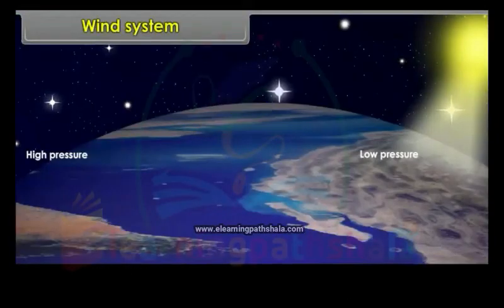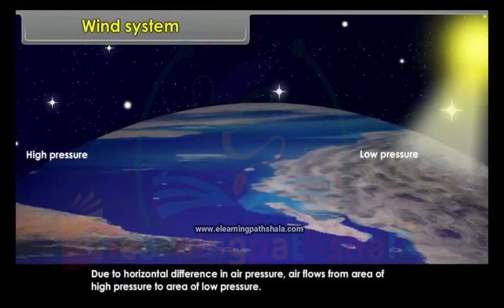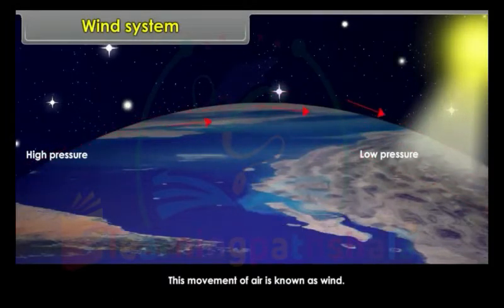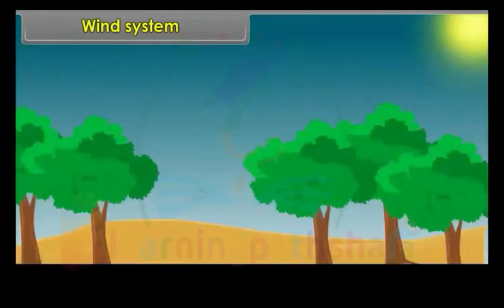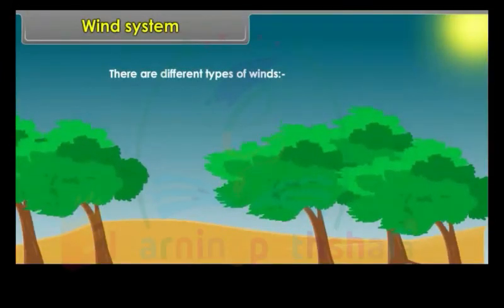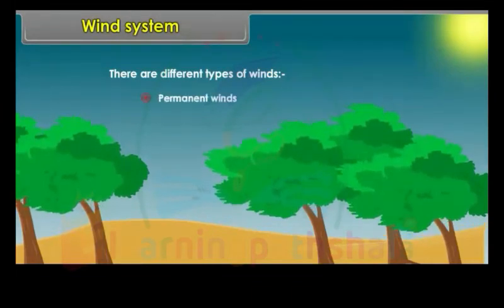Wind system. Due to horizontal difference in air pressure, air flows from area of high pressure to area of low pressure. This movement of air is known as wind. A wind is named after the direction from which it blows. For example, the wind blowing from west is called westerly. There are different types of winds: permanent winds, periodic winds, and local winds.